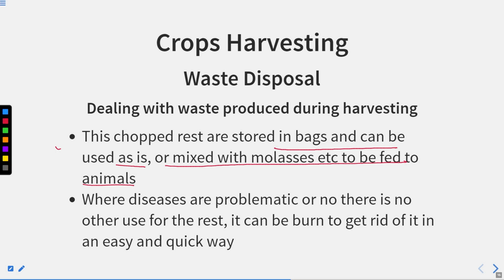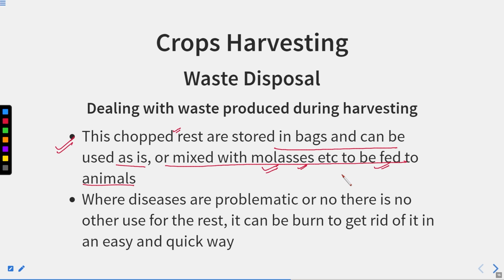Now this is very important for feeding our cattle, our animals. This chopped residue means the chopped residue of the waste that we get from the maize plant, right? We can store it in the bag and it can be used as it is or mixed with molasses, because this mixture of molasses and chopped residue is liked by the cattle very much, and we can feed them, and in this way they can produce milk.